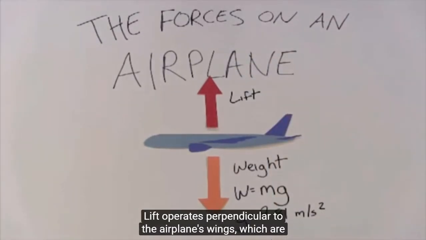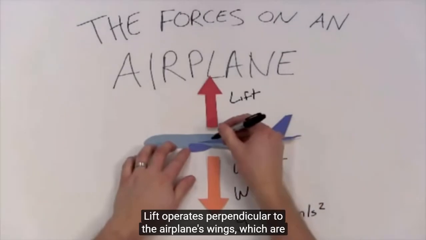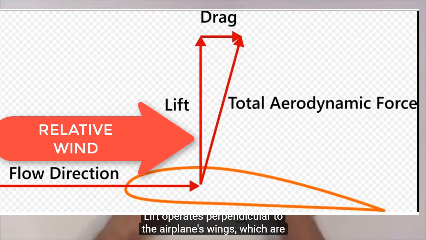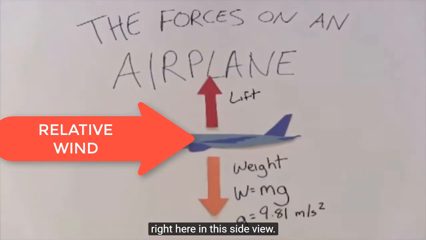Lift operates perpendicular to the airplane's wings, which are... That is error number 1, as lift acts perpendicular to the flow direction or the relative wind. Right here in this side view.